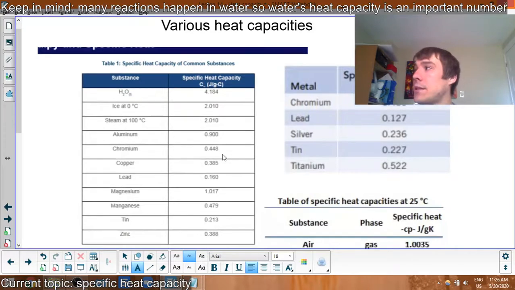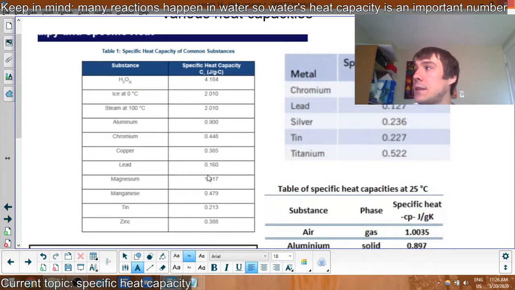Metals have a relatively low heat capacity most of the time. You see that like aluminum and chromium and copper and lead, quite low. This is sometimes a good thing. So copper, for example, is used in a lot of heat transfer applications as heat pipes because it's very easy to heat it up and it'll conduct the heat away very easily.